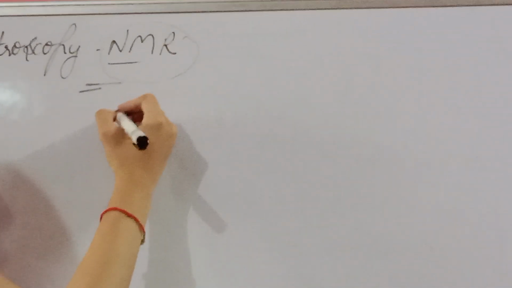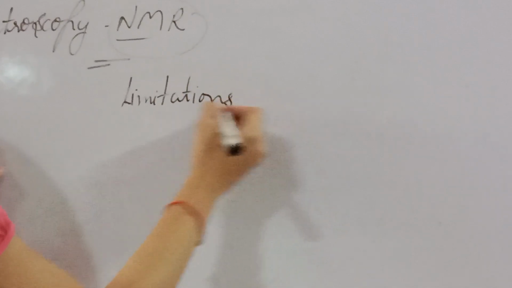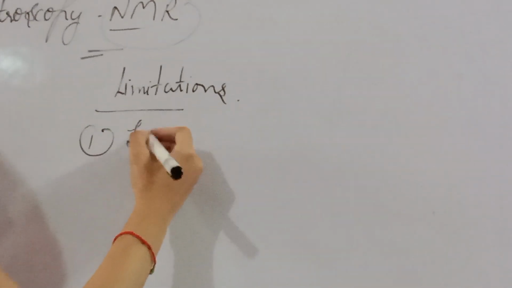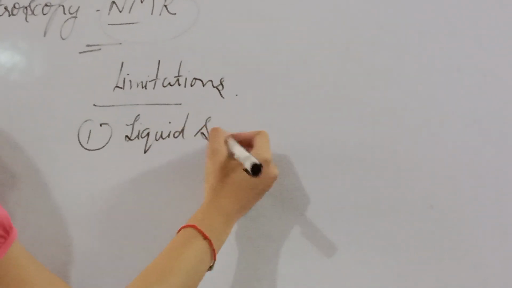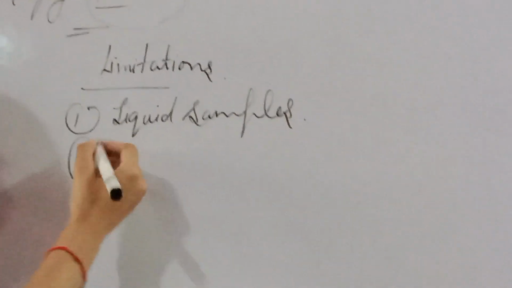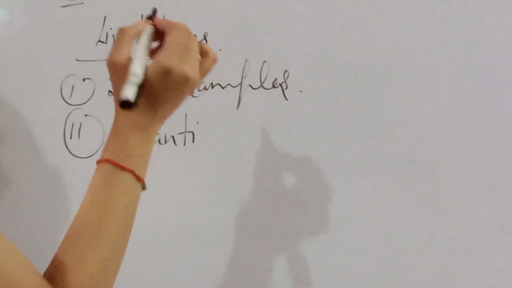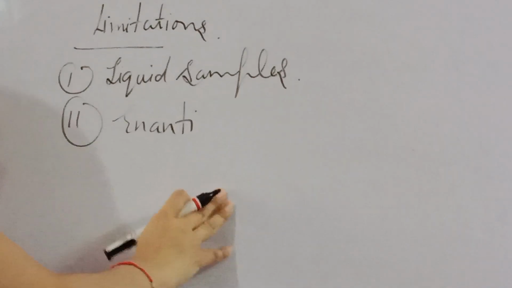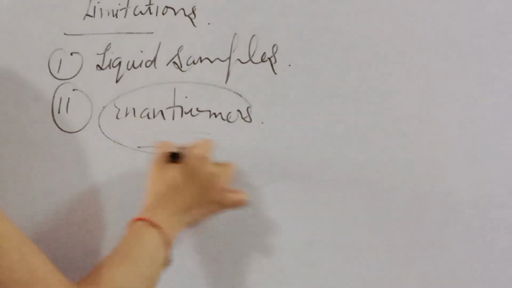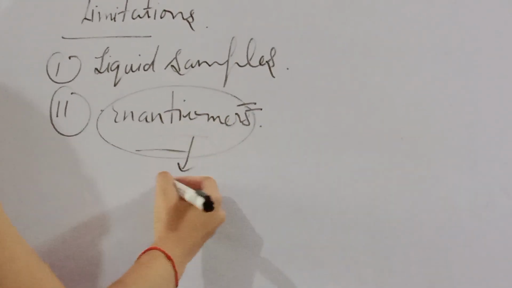Now we will discuss the limitations of PMR spectroscopy. The first limitation is PMR spectra are recorded only on liquid samples. The second limitation is enantiomers cannot be distinguished using PMR spectroscopy. But recently this limitation has been overcome by using chiral solvents.